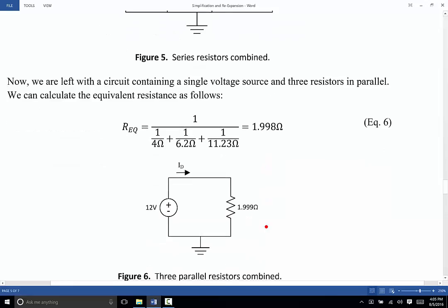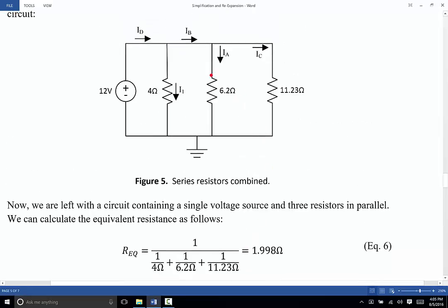So ultimately, that entire big circuit diagram that we started with in figure 3 is going to be reduced down to this circuit diagram, which is just a single resistor. Now notice that all of the other currents, I1, IB, IA, IC, all of them went away.